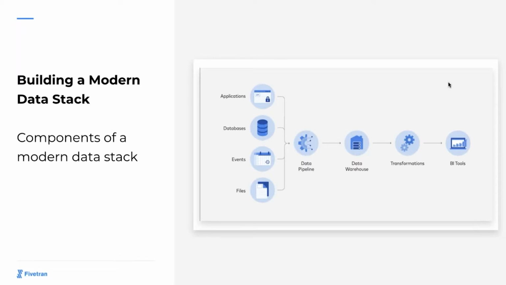Next is a way to transform the data. This may be a separate tool or set of tools, or the functionality may be built into your data pipelining tool or your BI tool. But in either case, you need to get the data in a format that's easy for your users to understand and work with. And finally, the BI tool to help you find the signal in the noise and visualize and share your insights.